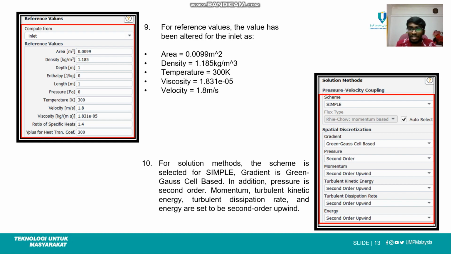For the solution method, we use the simple scheme, and for the gradient we use the Green-Gauss cell base. For the pressure, momentum, turbulent kinetic energy, turbulent dissipation rate, and also energy, we actually look on the second order upwind. Only the pressure is altered for the second order. The rest is all based on second order upwind.